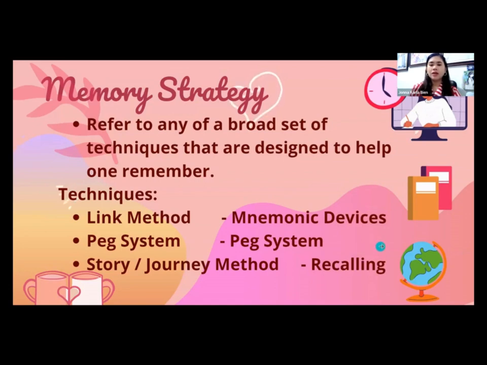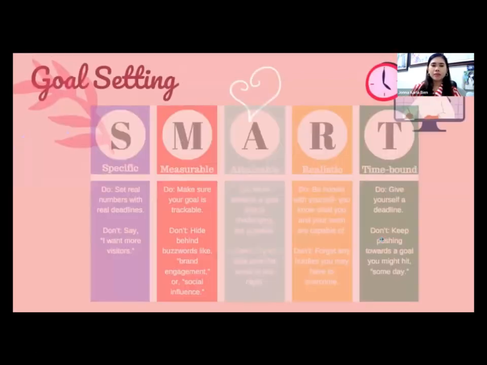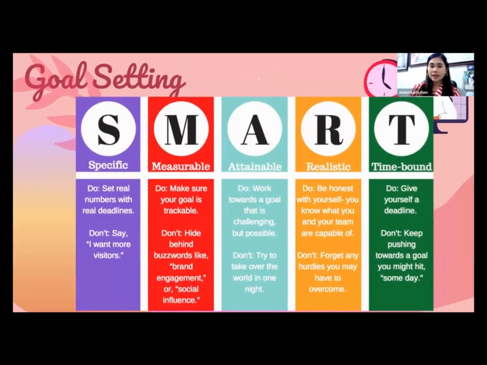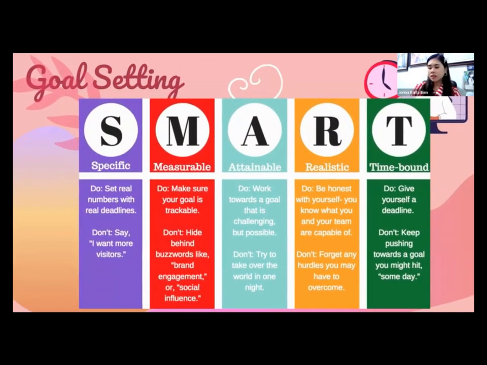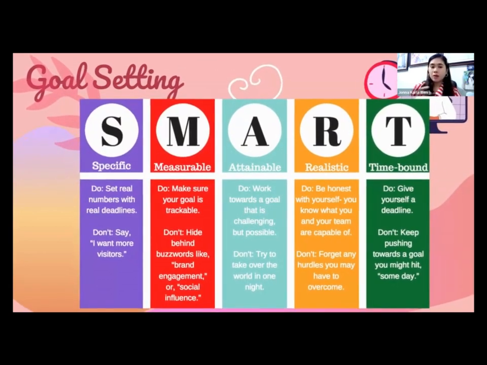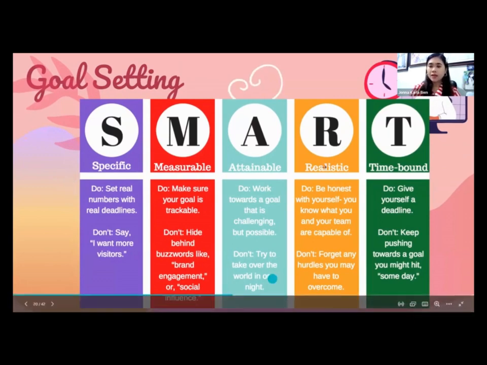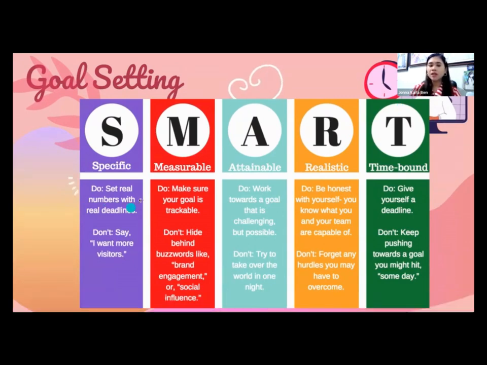And then we also have here goal setting. The goal setting is expected to be SMART, which pertains to specific, measurable, attainable, realistic, and most importantly, time-bound. Specific is set real numbers with real deadlines. Do not just simply say, I want more visitors.